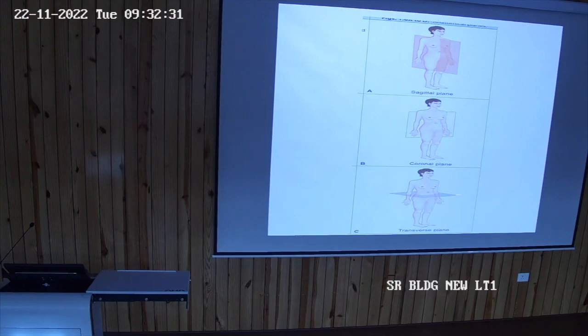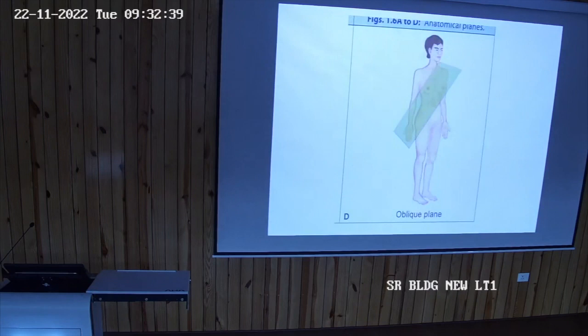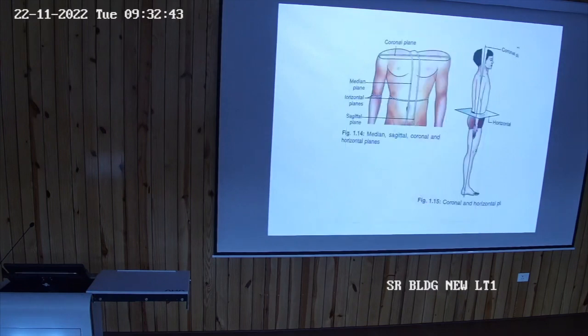And this is the transverse plane that divides the body into upper half and lower half. And this is the oblique plane. Alright, that thing I have told you. This is the midline, this is the coronal plane, this is the midline or median plane.